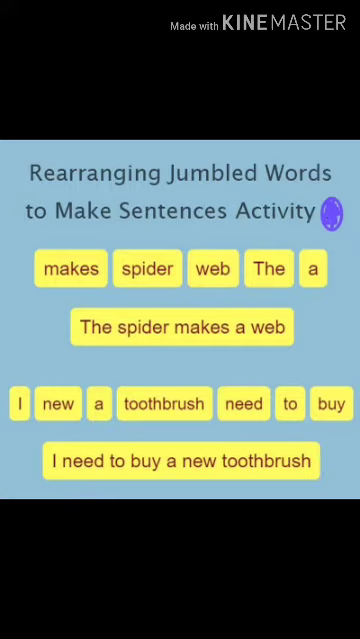Next is: I, new, a, toothbrush, need, to, buy. So who needs to buy? I. The subject is I. So, I need to buy a toothbrush, but toothbrush has new here. So, I need to buy a new toothbrush, full stop.